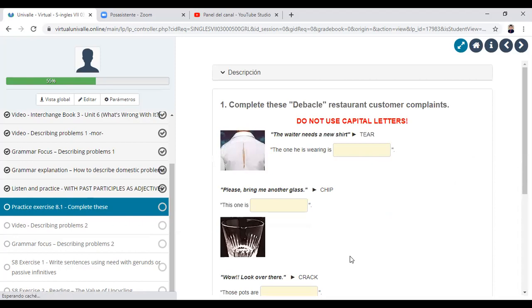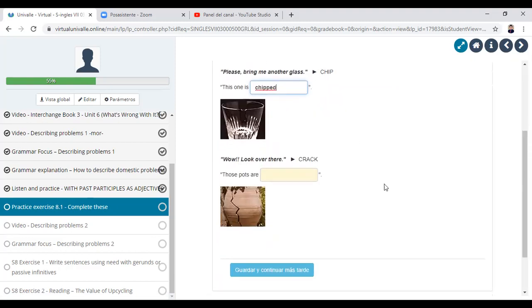And here, the waiter needs a new shirt. And then we have the noun turn. The one he's wearing is torn, a past participle as an adjective. Please bring me another glass. We have the noun ship. This one is shipped. Wow, look over there. We have the word crack. Those pots are cracked.